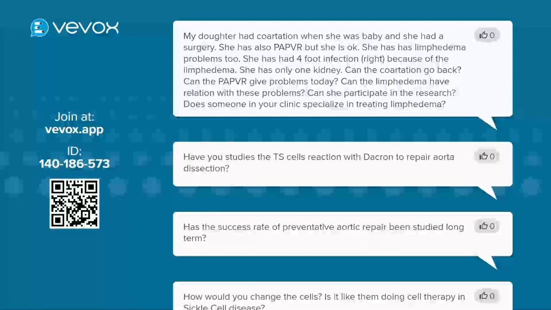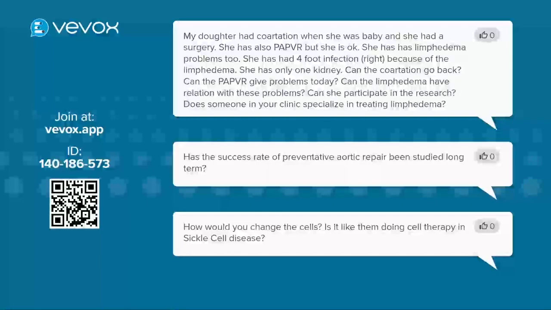Have you studied the TSL's reaction with Dacron to repair aortic dissection? Great question. No, we have not. One thing that we do know in Turner syndrome is that you can form aneurysms in places that you've had aortic repair, after recovering from surgery, even decades later.